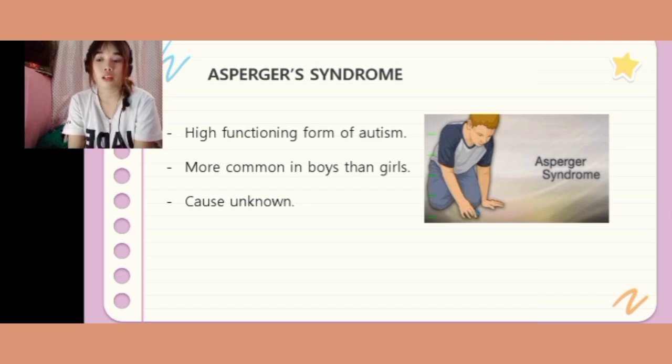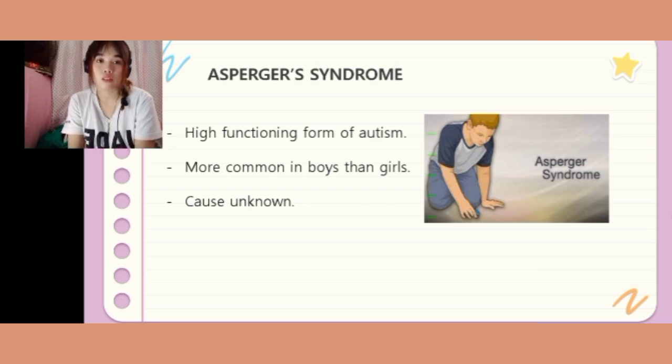Generally, children with Asperger's syndrome can speak with others and can perform very well in their schoolwork. However, they have trouble understanding social situations and subtle forms of communication like body language, humor, and sarcasm. And also, they might think and talk a lot about one topic or interest, or only want to do a small range of activities. So that's what we call Asperger's syndrome.